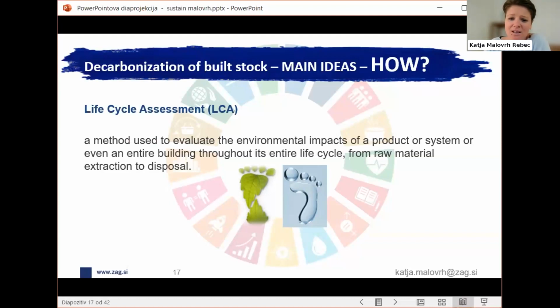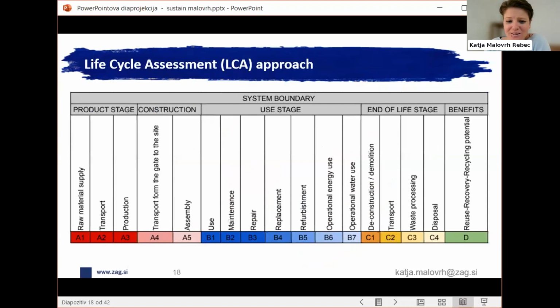And with the LCA, we try to evaluate with numbers the environmental impacts of products or systems or whole buildings or districts throughout the entire life cycle. So from the point where we extract raw material to the end of the life cycle, which is usually disposal. Now, here are the major stages of the life cycle broken down into what we call modules.